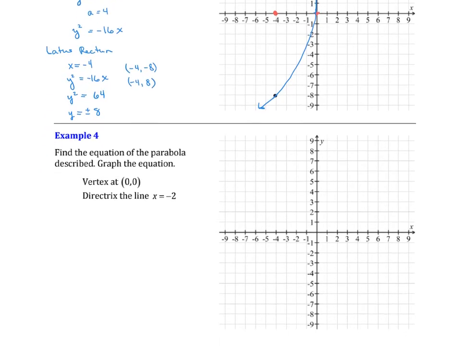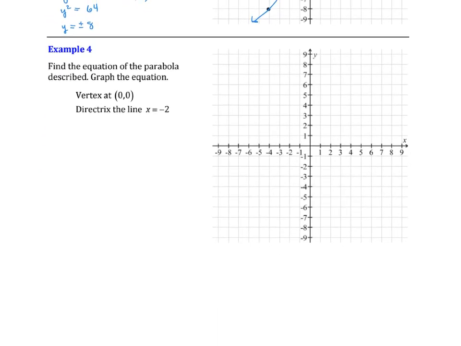So now let's look at example 4. Here we have a directrix, x equals negative 2. That's a vertical line. And we have a vertex at 0, 0. So this means that it opens to the right because we always open away from our directrix.